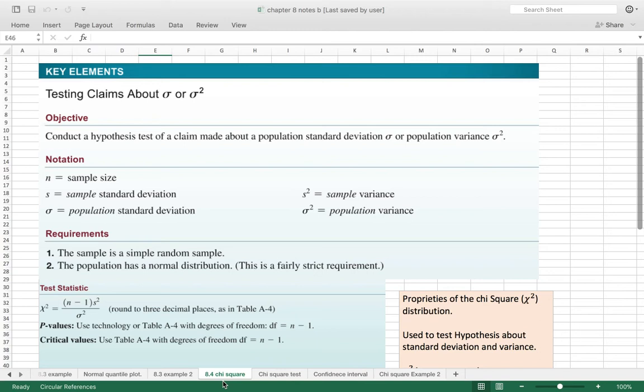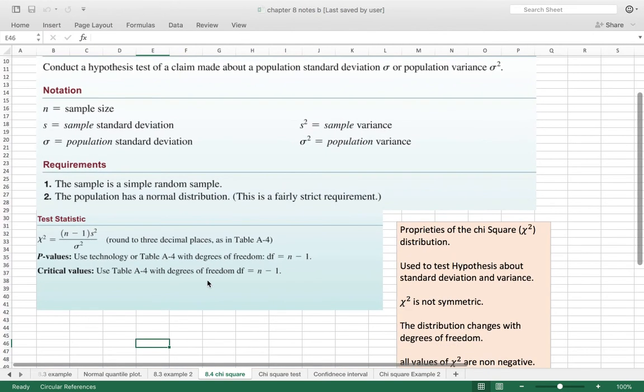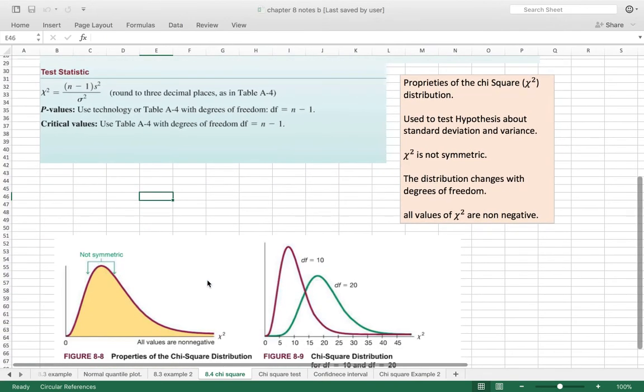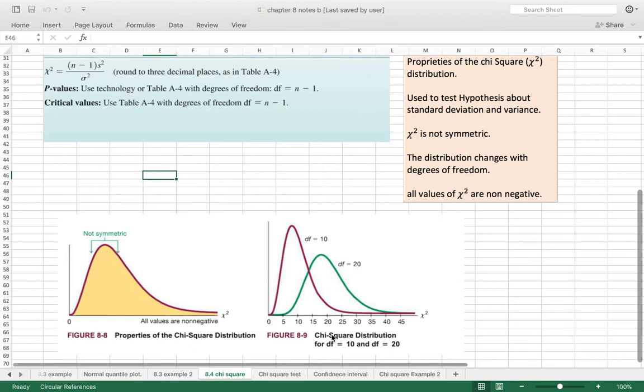variance. There are two requirements to use the chi-squared distribution for a test. One is that the sample be a simple random sample, and the other is that the population has to be normally distributed, which is a fairly strict requirement, so we may have to check the normality. The chi-squared distribution, as you can see, is not symmetric. Down here is the shape of it. It is right skewed, and it also changes according to the sample size or the degrees of freedom.